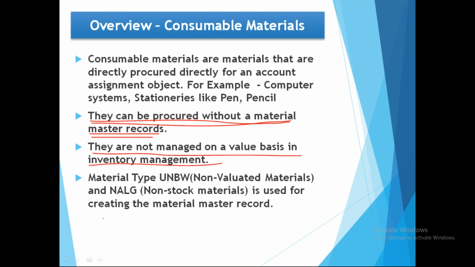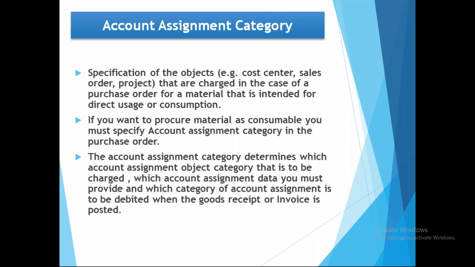So in the standard SAP, the material types used are UNBW, non-valuated materials, and NLAG, non-stock materials, for creating the material master record. So if you want to create consumable materials, you will be using these two material types. Okay. So before creating the purchase order for consumable materials, we need to understand account assignment category.